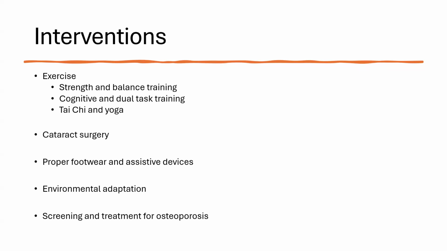Cataract surgery and correction of refractive errors, proper footwear, and also proper assistive devices. So a lot of people will just go to Dis-Chem and buy their own assistive device, but it's actually quite important to be assessed for the right assistive device for you and then to be trained in how to use it properly. Environmental adaptation, and then screening and treatment for osteoporosis.